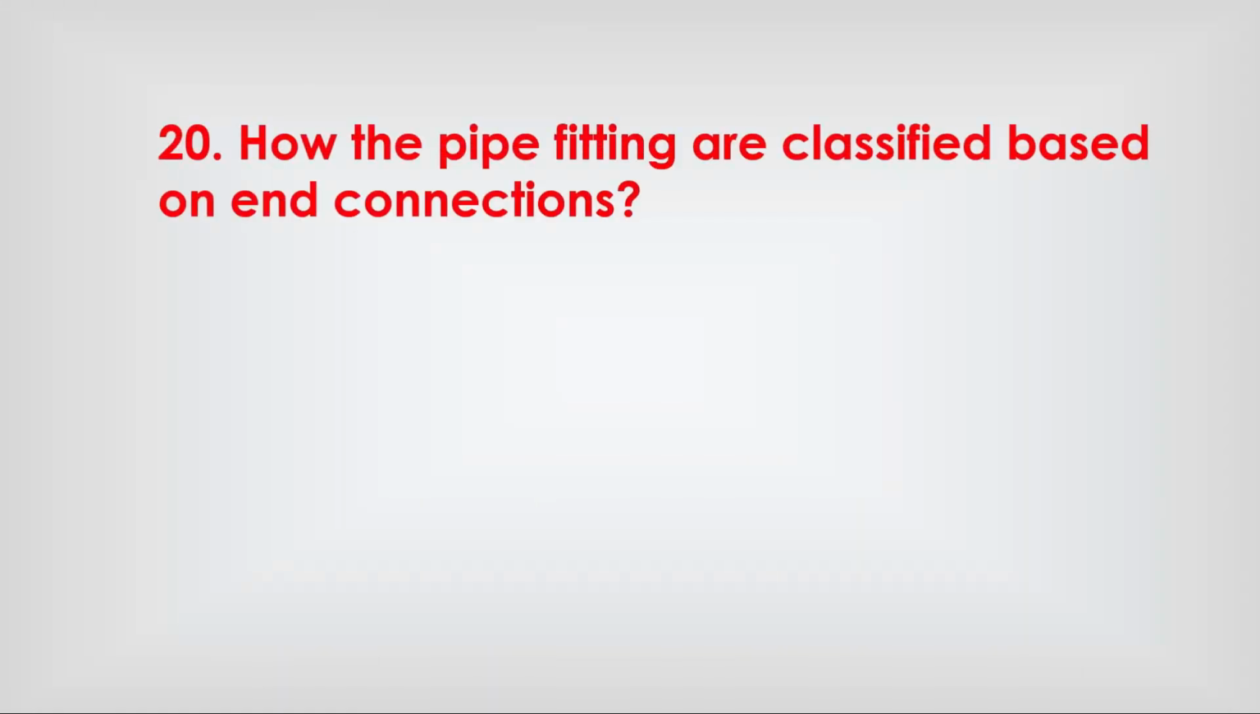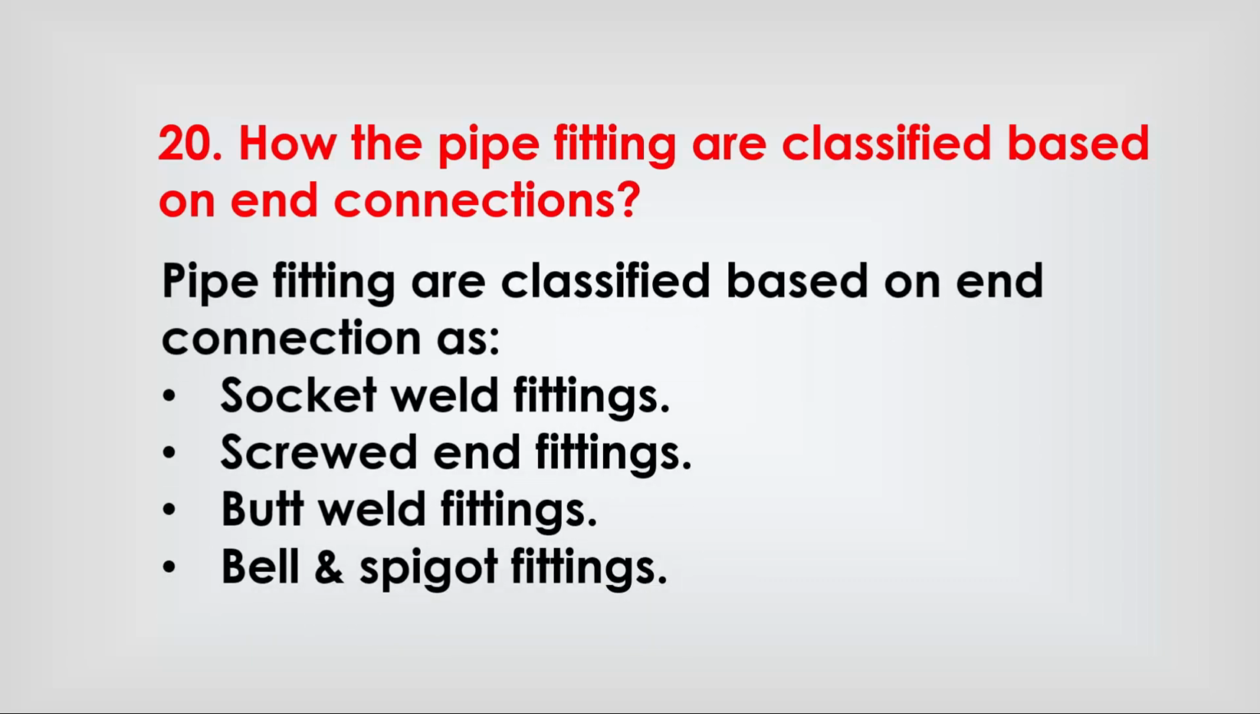How are the pipe fittings classified based on end connections? Pipe fittings are classified based on end connection as socket weld fittings, screwed end fittings, butt weld fittings, bell and spigot fittings.